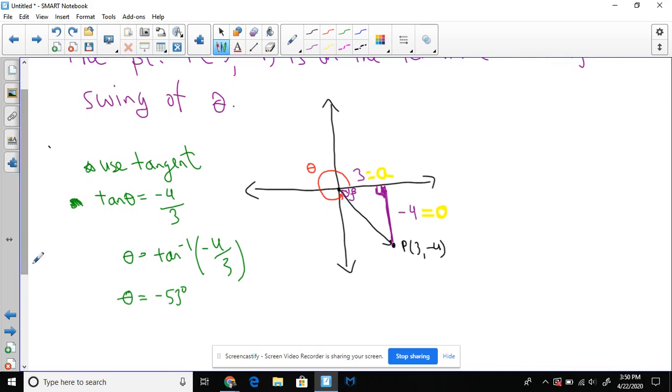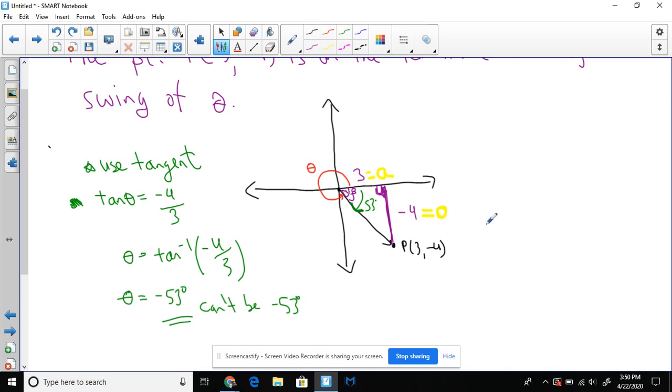Now if you notice, theta is swinging counterclockwise, which is a positive angle. This is not a positive angle. So negative 53 cannot be my answer, okay? But again, negative denotes the swing. So this would be a negative swing. And then what's this giving me? Well, this is giving me the related acute. It's telling me that this angle is 53 degrees.